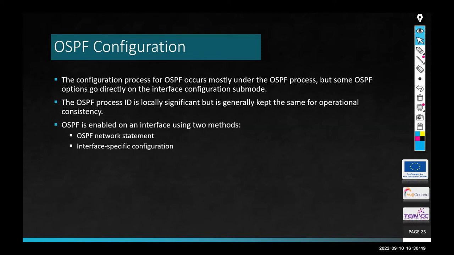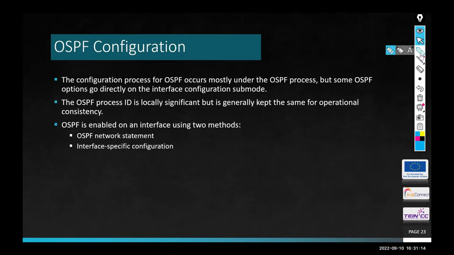So what do we actually need when we configure OSPF and our neighbor adjacency, before going to the neighborship? How will we configure OSPF? For OSPF, we have to enable the process.